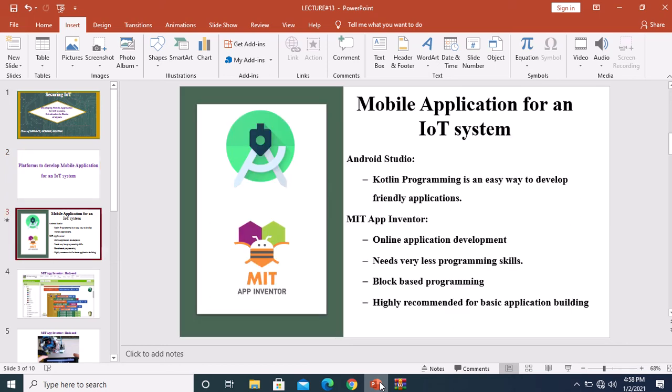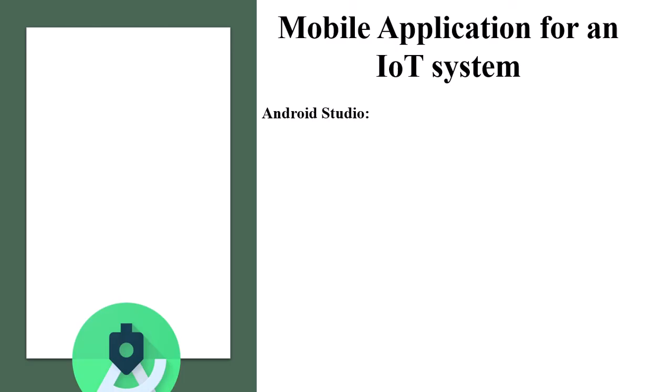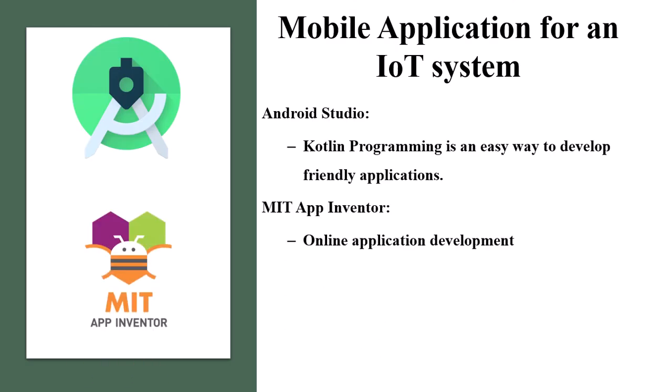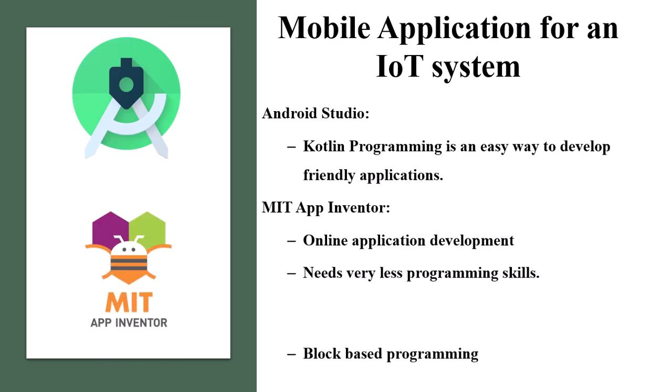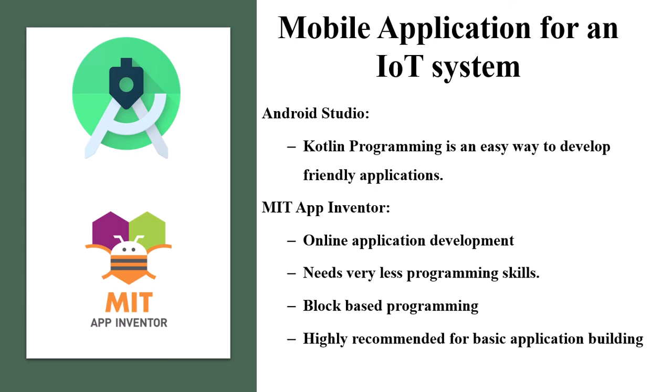Number one is Android Studio. Coding and programming is an easy way to develop friendly applications here. In MIT App Inventor, we can use online application development, and it needs very little programming skill. Block-based programming is performed here.